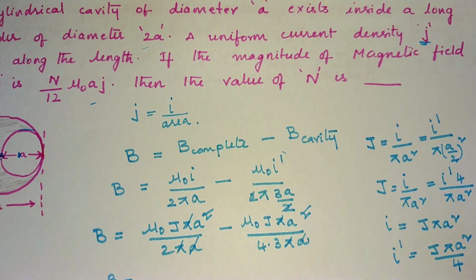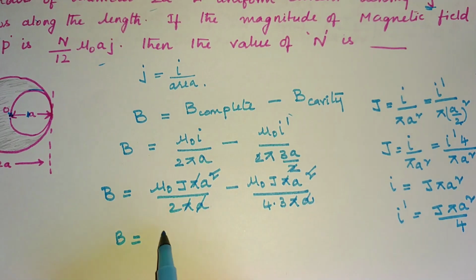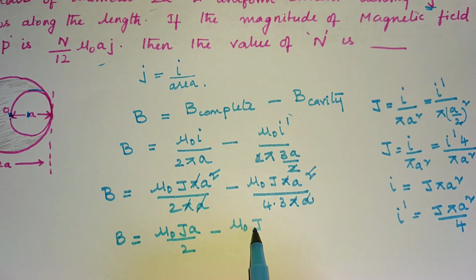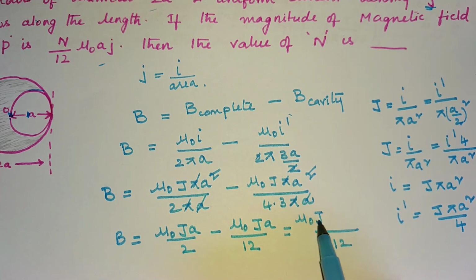Magnetic field should be mu naught JA by 2 minus mu naught JA by 4 into 3, that is 12. Take LCM and simplify it. If I take LCM as 12, mu naught JA is anyway constant. 1 by 2 minus 1 by 12, that is 6 minus 1, which is 5 by 12.